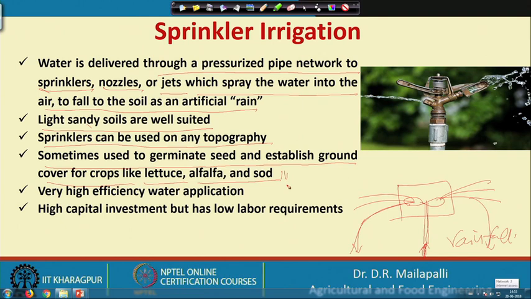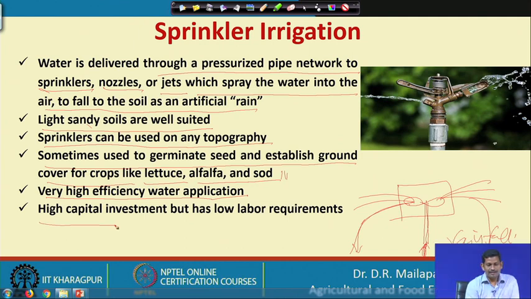These crops initially require water sprayed on top while germinating. So sprinklers can be used to create artificial rain on top of these crops, with very high efficiency of water application compared to surface irrigation methods. The pressurized irrigation method is more efficient because less water is required to spray on top of the surface. Then, high capital investment, but low labor requirement.